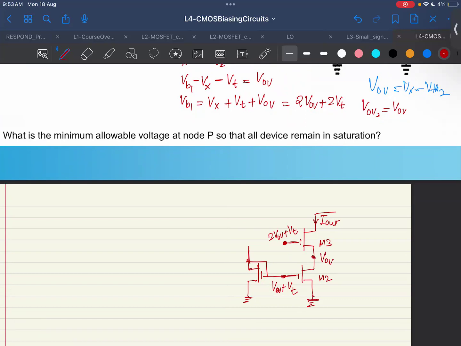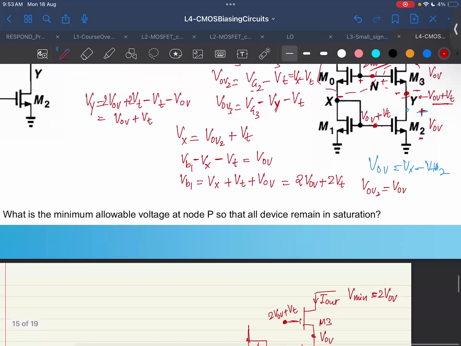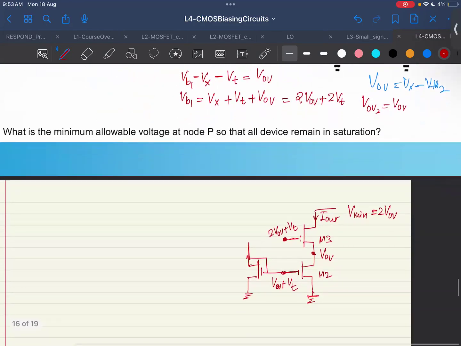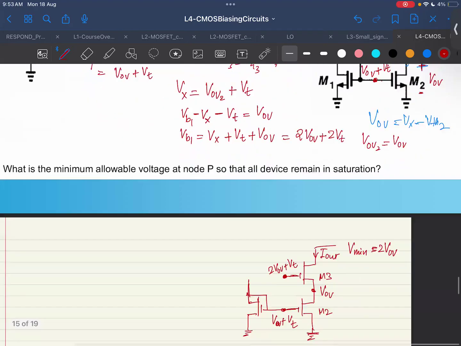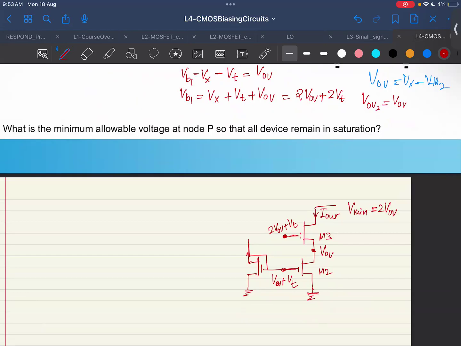So then it is VOV, then VOV plus VOV. So the minimum voltage I will have here is 2 VOV. Great, right? Because then I removed the VT. So that is what I need. But if I put it in a diode connected format here, then the voltage you will have here is 2 VOV plus 2 VT. So how do I get that voltage is the question now, right?